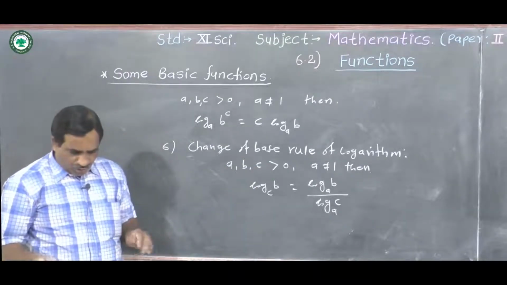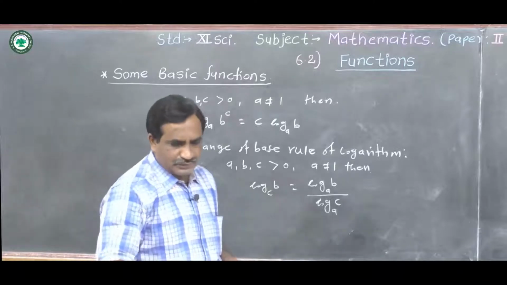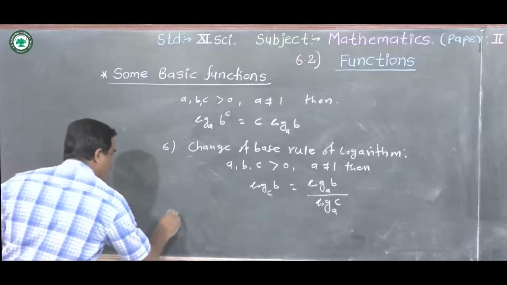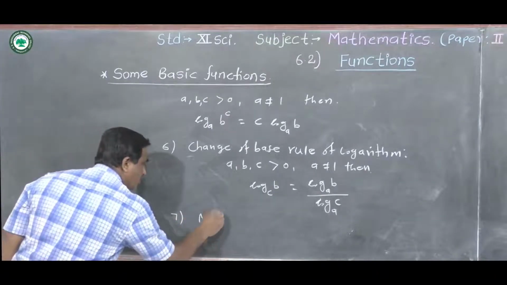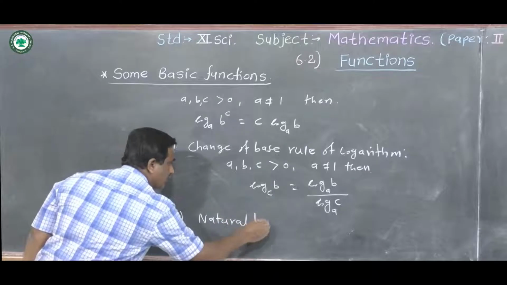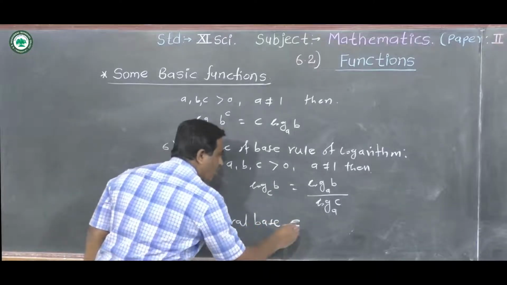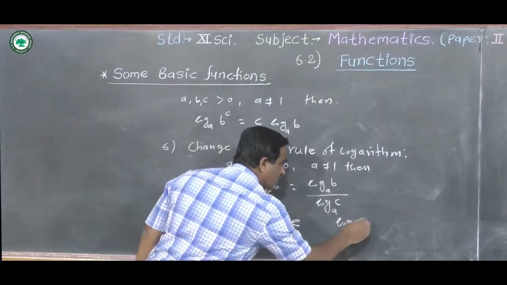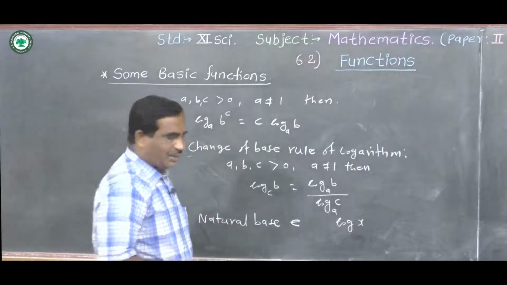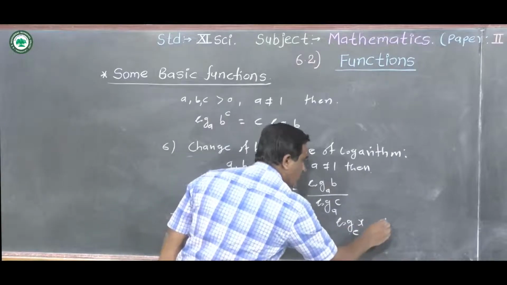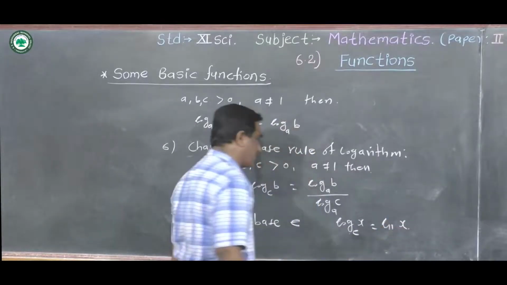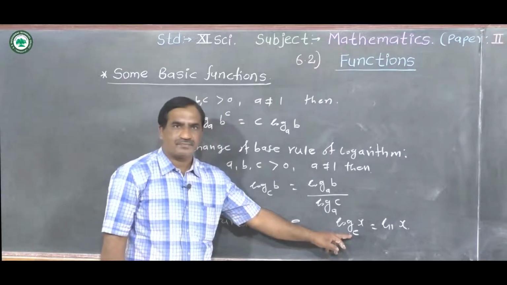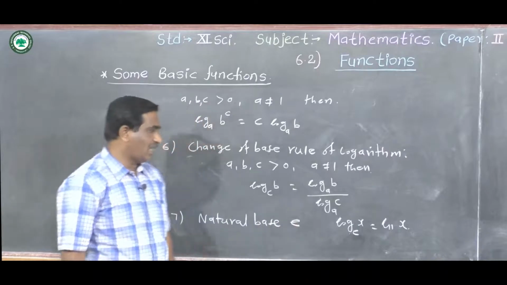Okay. Now also we know that e is a natural base for the logarithm. That is number 7. For the natural base e, we can write log of x to the base e is equal to log of x. We can write simply log x, then there is a base e, which is called the natural base for the logarithm.